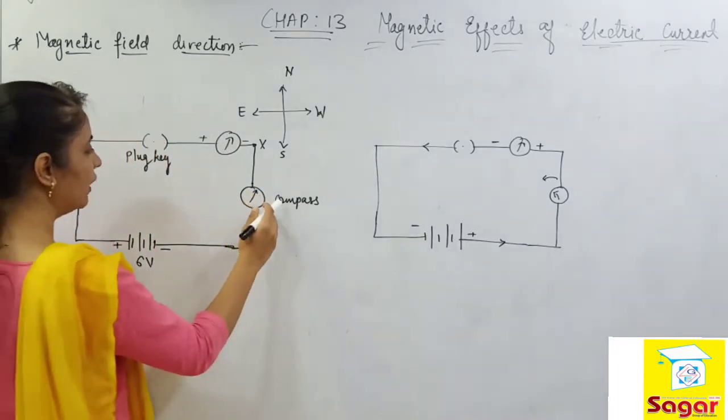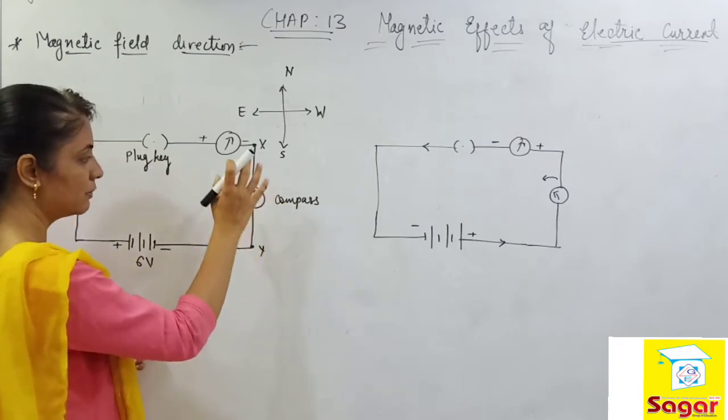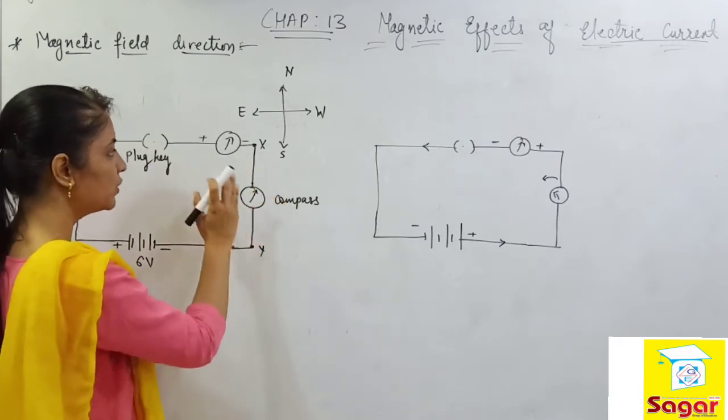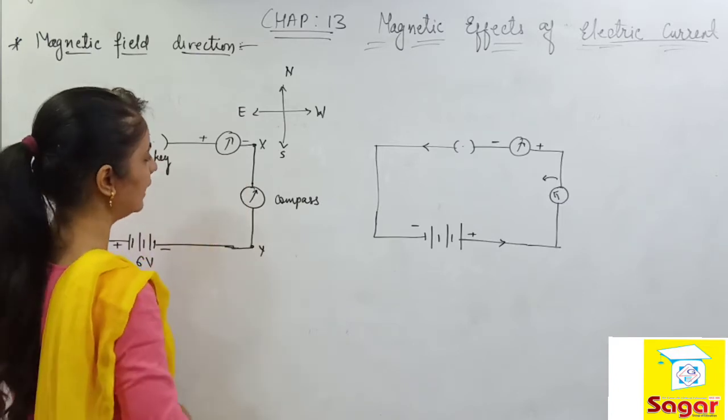Okay, so the magnetic compass, whenever it is placed in a magnetic field, is going to turn towards the right hand side.